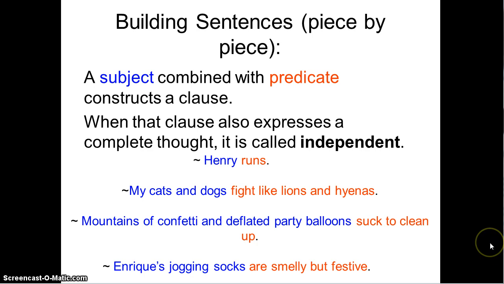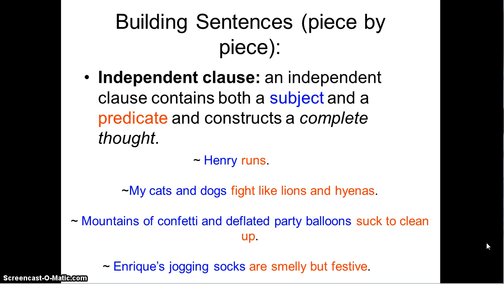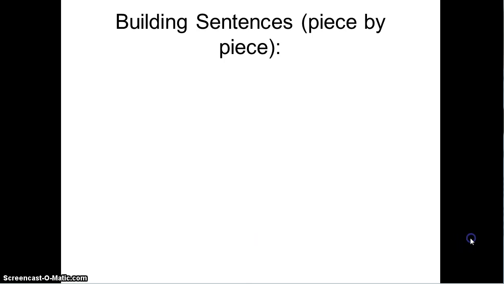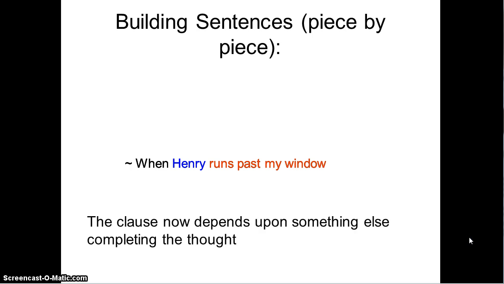Now, this notion of a complete idea can be kind of tricky. It may help to look at a clause that does not communicate a complete idea to gain a better understanding. Here is a dependent clause. When Henry runs past my window. Sound like something's missing? Notice that this clause has a subject, Henry. It has a predicate, runs past my window. Notice also that when we drop the word "when," we have an independent clause. Henry runs past my window. When we add the "when," the clause suddenly needs something else to complete its thought. It becomes dependent on another group of words to complete it.